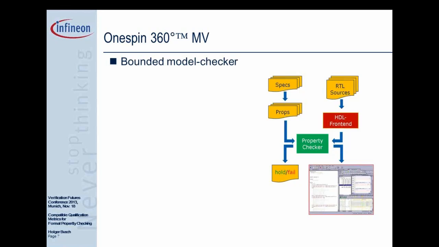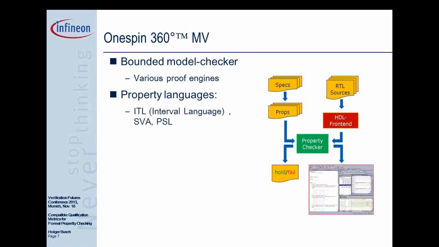So first, a little presentation of features that probably every one of you has seen in formal property checkers. I don't think that they are much different between different vendors. Normally, property checkers support different property languages. There are standard languages like SVA and PSL around. Onespin also supports these and has its own language, ITL, which has been developed just for formal verification. It is very easy to use.